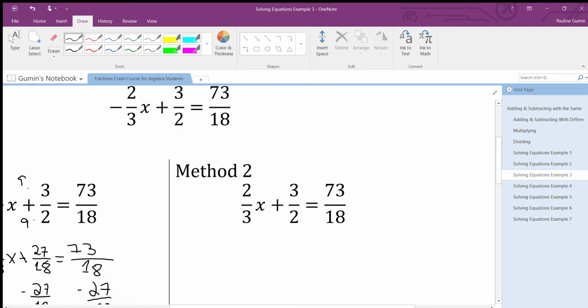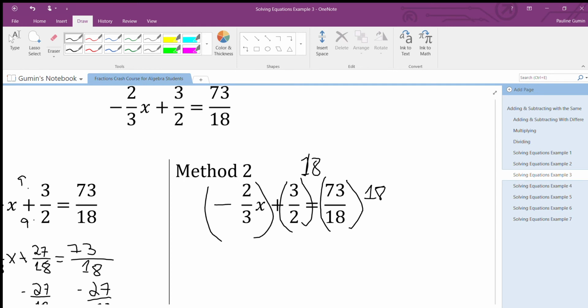Now, I'm going to once again use my knowledge of the multiplication table. And what I know is that I can make 3 into 18 and 2 into 18. So their common denominator is 18. So what I'm going to do is multiply every single fraction by 18. That looks like a 7. There we go, 18.